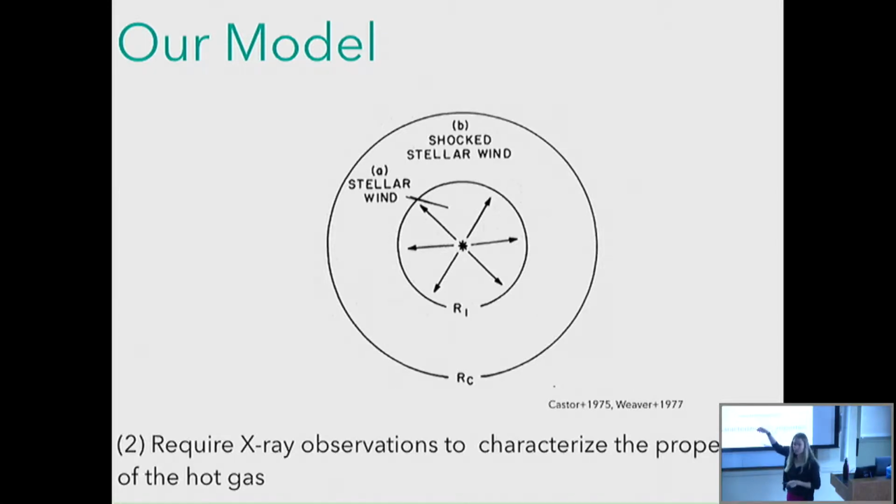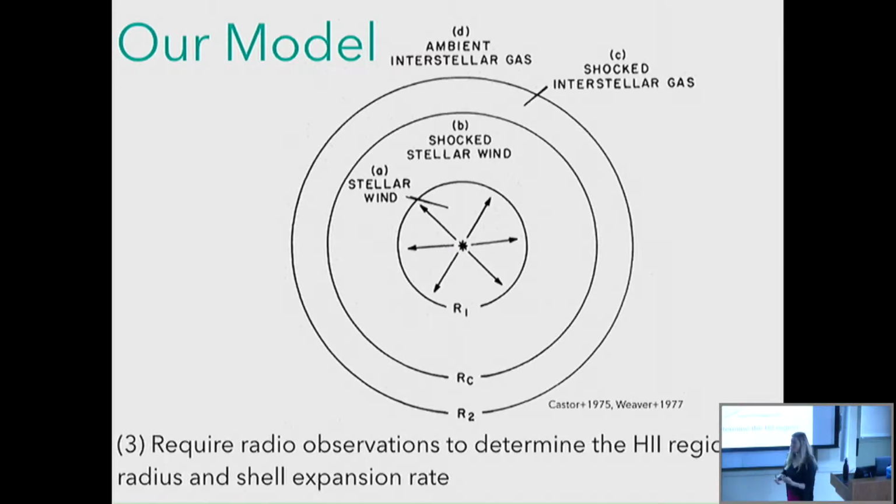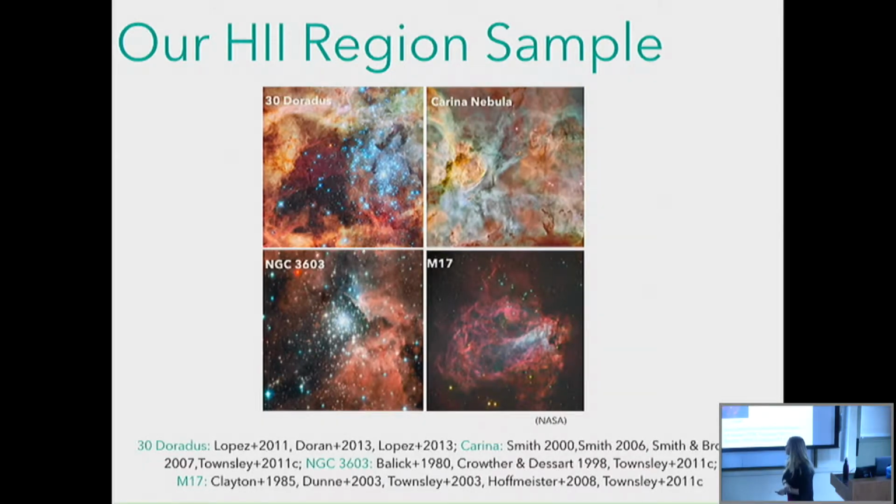And then we want to be able to characterize the hot gas, the shock-heated gas that you can see with X-ray observations. And so we also require X-ray observations to be able to constrain what the number density and the temperature of the gas can be. And then finally, because we want to know the dynamical importance in the H2 region, so how the hot gas pushes on the H2 region shell, we require radio observations to determine the H2 region radius and also the expansion rate. And so this allowed us to look at 4 different H2 regions. So 30 Doradus in the LMC, and then these 3, Carina, M17, and NGC 3603 in the Milky Way.